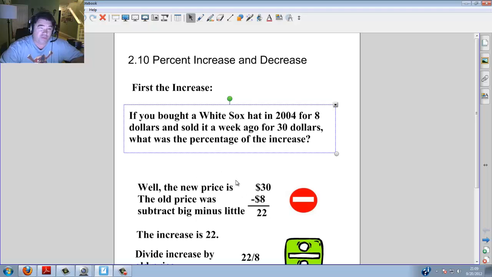The new price that I sold it for was $30. The price I paid was $8. So what we do is just take big minus little. In fact, for all the percent increase and decrease, it is always going to be big minus little. So 30 minus 8, the difference is 22. Now $22 in this case is my increase, or my profit.